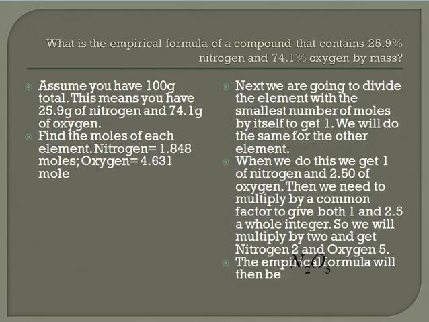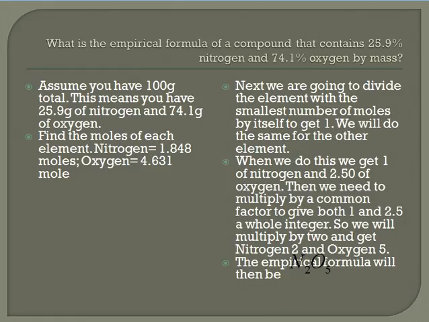Next, we need to find the number of moles of each of these elements. So nitrogen is going to equal 1.848 moles, and oxygen is equal to 4.631 moles. Next, we're going to take the element that has the smallest mole number and divide it by itself. We're going to get 1. Then we're going to take the other mole number that we calculated and divide it by the smallest again. When we do this, we get 1 for nitrogen and 2.50 for oxygen.